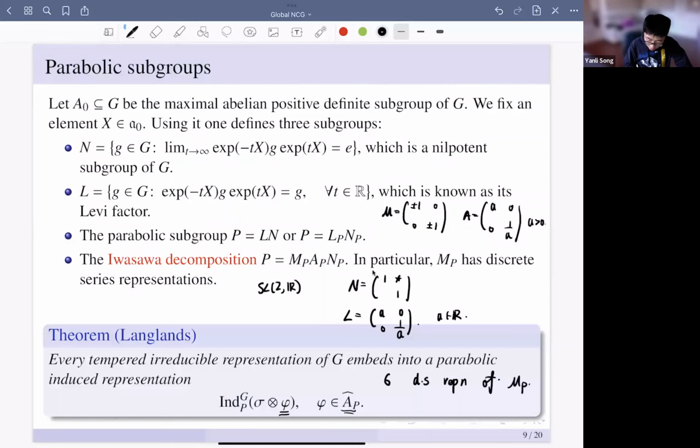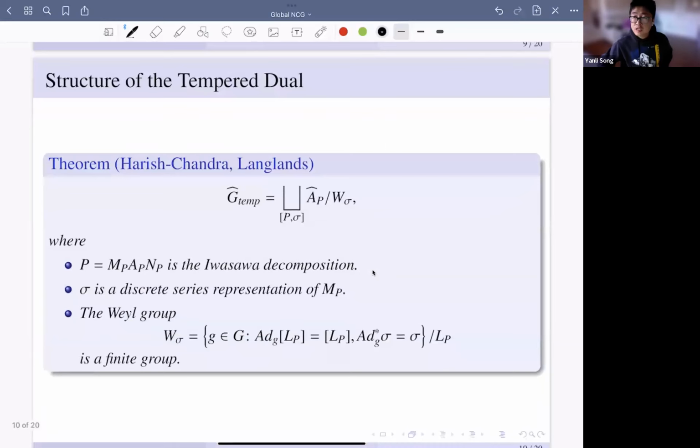So you choose a unitary representation of A_P, which is R^n, and you choose a discrete series representation of M, then you do parabolic induction, and you get a G representation. In general, this parabolically induced representation is always unitary, but it may not be irreducible, so it may decompose into several irreducible representations of G. But the theorem by Langlands says that every irreducible tempered representation can be embedded into such a parabolically induced representation. So the parabolic subgroup helps us to understand this tempered dual.